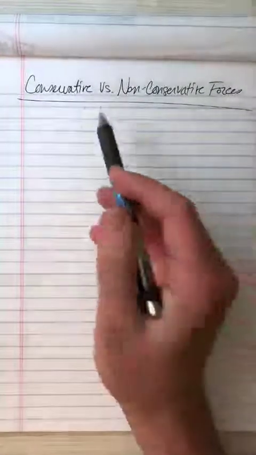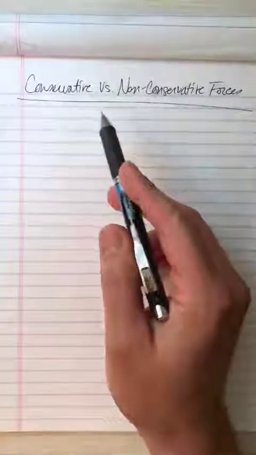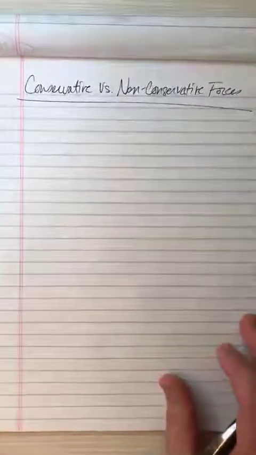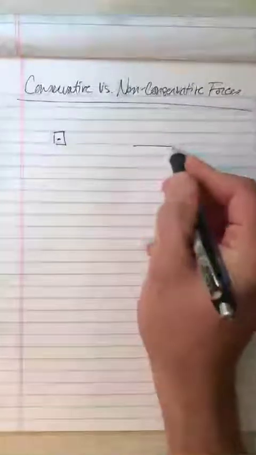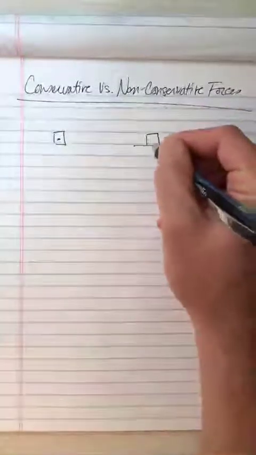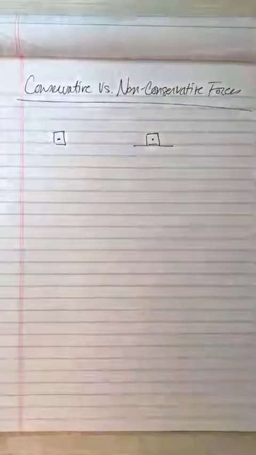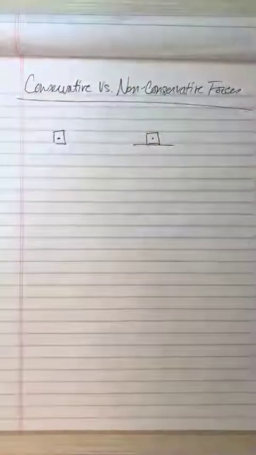And what I want to talk about in this video is the difference between conservative and non-conservative forces. So I want to leave you with two similar scenarios that are not quite the same, but they do have some properties in common. And we're going to take an object, a box, let's say, and we're going to put it through two separate motions.